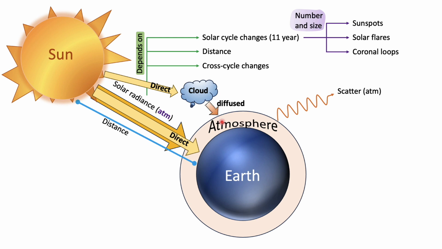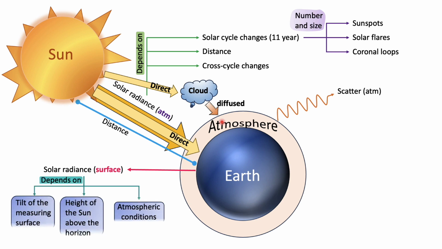The clouds further enhance the diffusion, reflecting and absorbing sunlight and can significantly reduce the intensity of direct irradiation. At the Earth's surface, irradiance also depends on factors such as the angle of the sun, that is the tilt of the measuring surface, the height of the sun above the horizon, and atmospheric conditions. These variations in irradiance influence biological processes including plant photosynthesis and animal behavior. This affects the ecosystem, agriculture, and overall environmental dynamics.